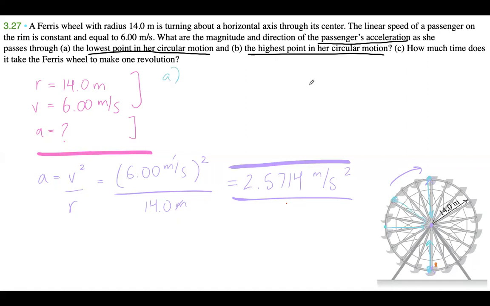So at A, the lowest point in her circular motion, the acceleration is going to be 2.5714 meters per second squared upward. And then B, 2.5714, because we said that the acceleration isn't changing since the speed and radius aren't changing, is downwards, because it's pointing down.